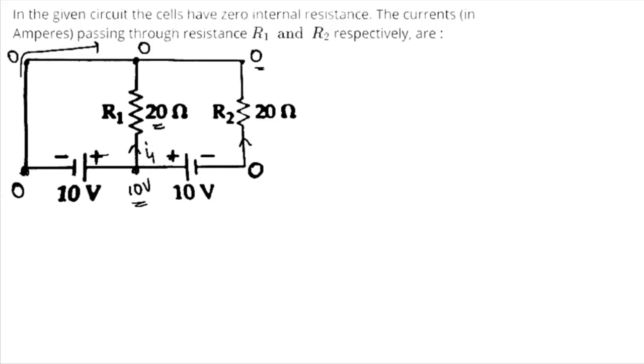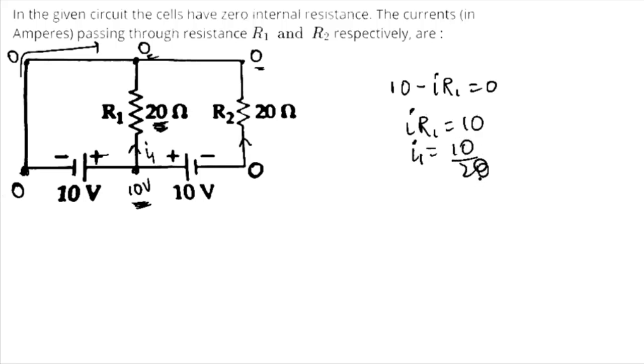Let us suppose the I1 current is passing through 20 ohms. To calculate the value of current, we should know the equation: 10 minus I R1 is equal to 0, because the initial voltage is 10 volt, the voltage drop will be I R1, that is I into 20 ohm, and the final voltage is 0. So from here I R1 is equal to 10 volts. So I1 equals 10 by 20. Our value of R1 is 20. So from here I1 is equal to 0.5 ampere.